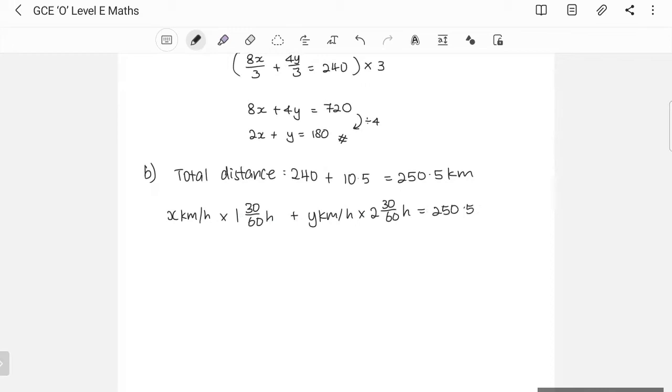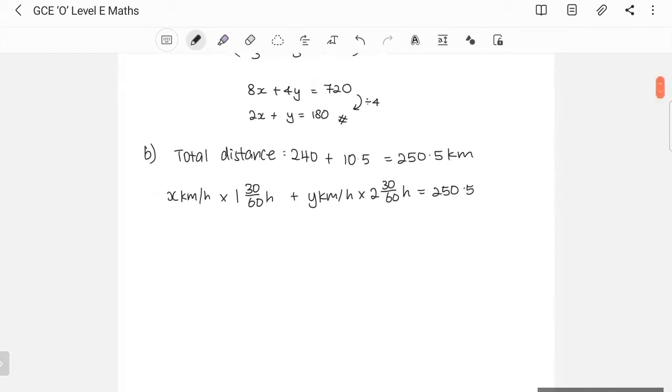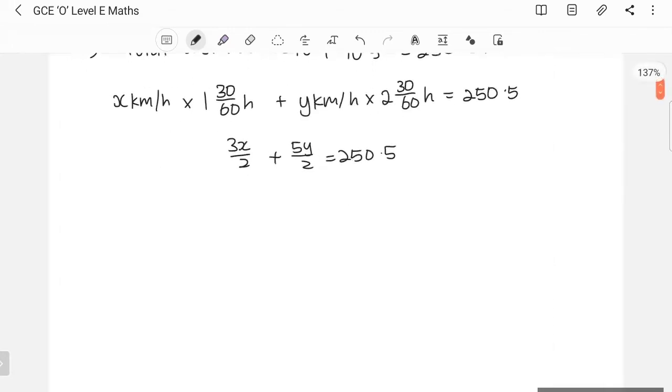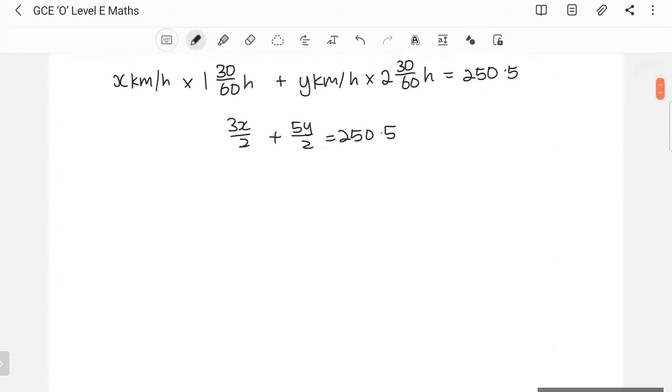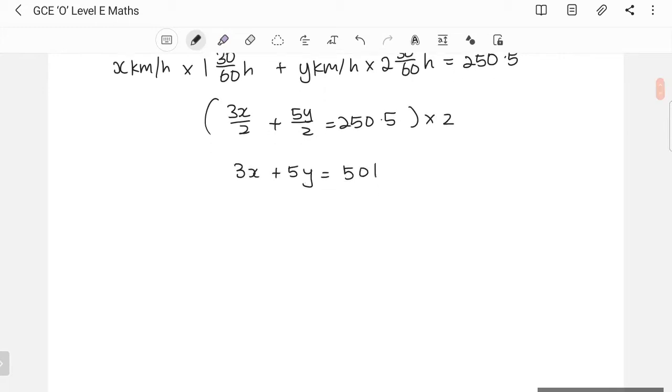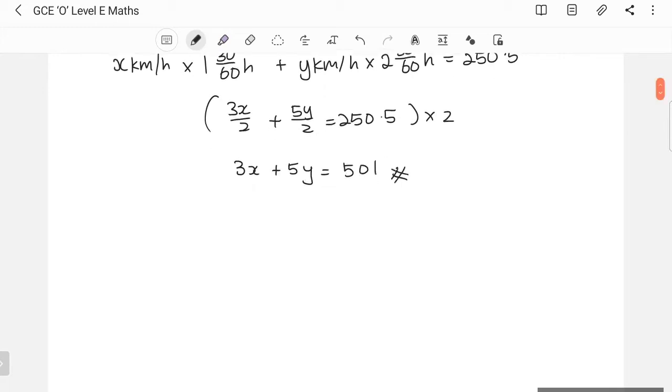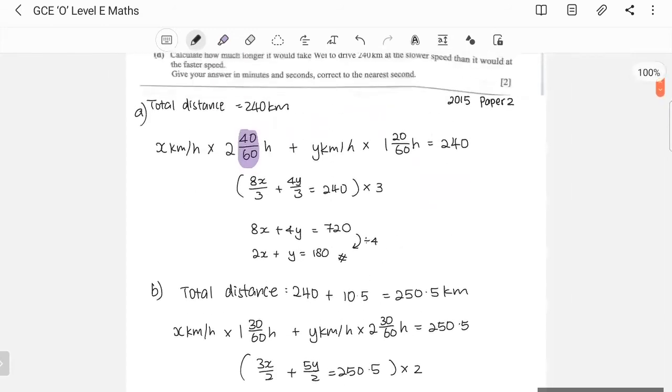250.5. Similarly, we simplify and we will get 3x over 2 plus 5y over 2 equals 250.5. Like I said just now, I don't really like to see fractions, so I want to remove the denominator. In order to do so, I multiply the whole thing by 2. So I have 3x plus 5y equals 501. So I've solved for B. I've managed to find an equation.